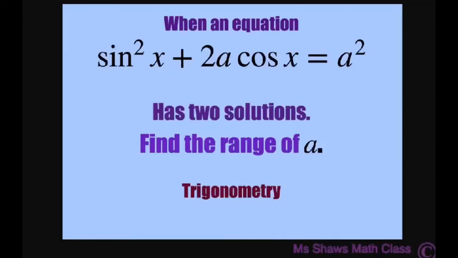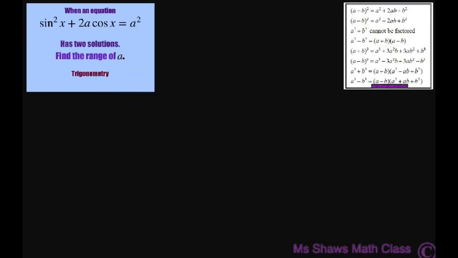Hi everyone. When the equation sine squared of x plus 2a times cosine of x equals a squared has two solutions, we're going to find the range of a. Alright, before we start, it looks like we have a quadratic equation here.